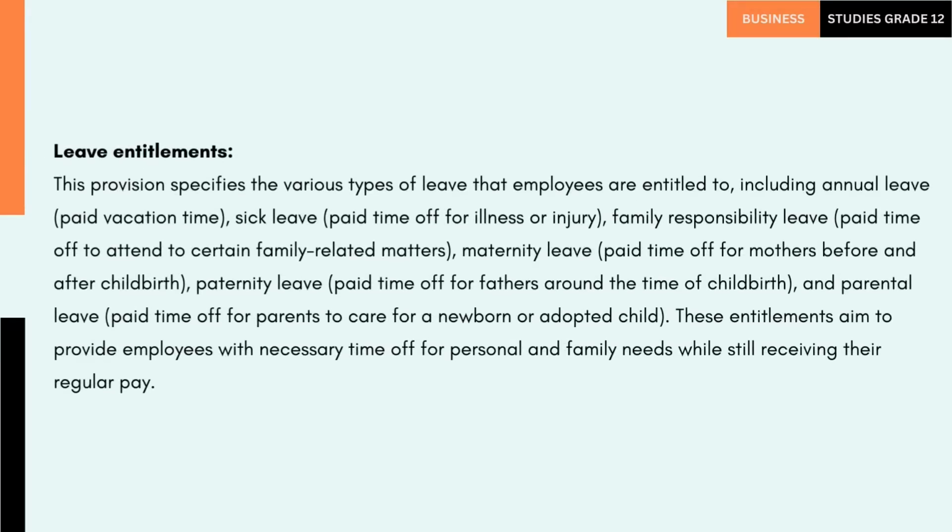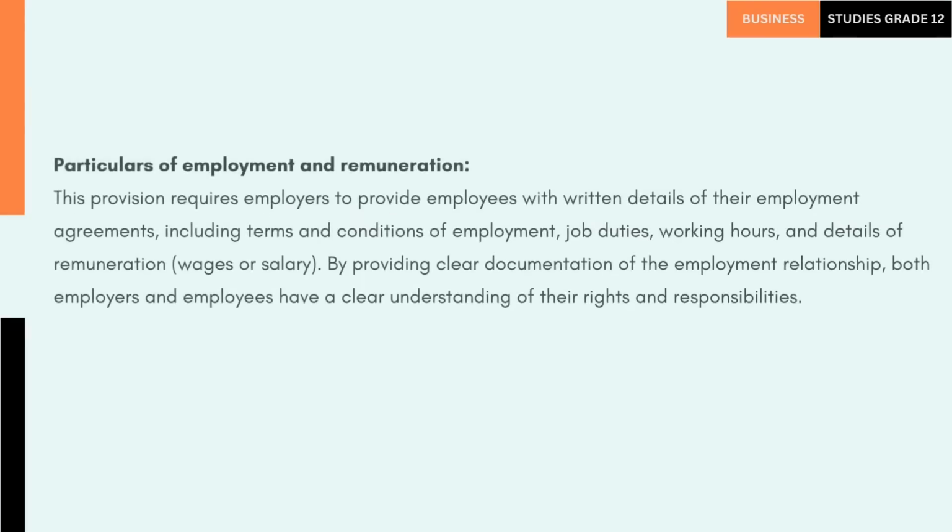These regulations aim to ensure that employees are not overworked, receive appropriate breaks, and are fairly compensated for additional hours worked. 2. Leave entitlements. This provision specifies the various types of leave that employees are entitled to, including annual leave, paid vacation time, sick leave, paid time off for illness or injury, family responsibility leave, paid time off to attend to certain family-related matters, maternity leave, paid time off for mothers before and after childbirth, paternity leave, paid time off for fathers around the time of childbirth, and parental leave, paid time off for parents to care for a newborn or adopted child. These entitlements aim to provide employees with necessary time off for personal and family needs while still receiving their regular pay.